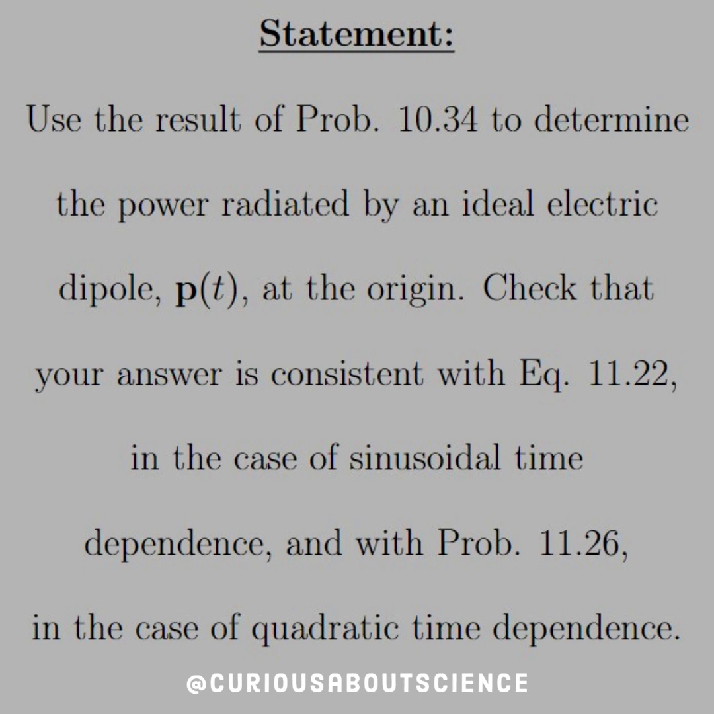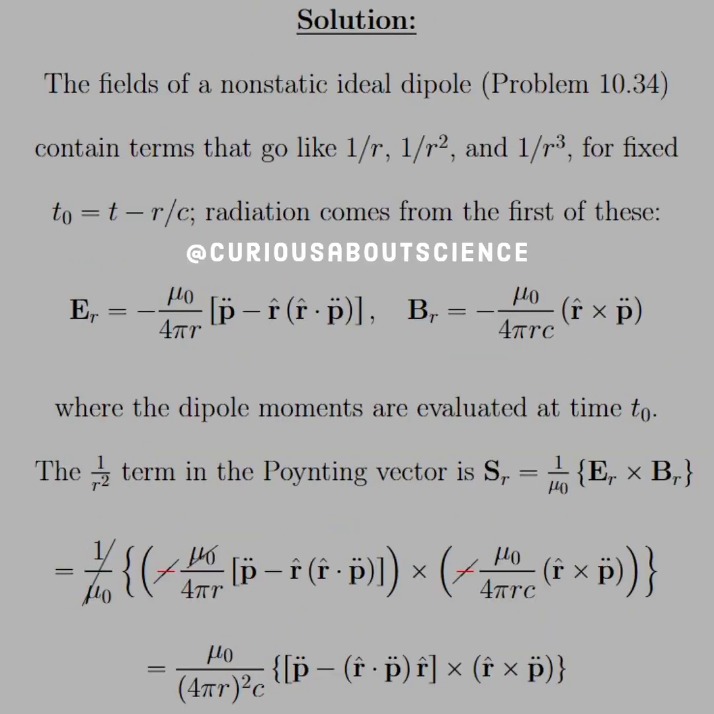Okay, we got some fancy looking words, so let's be aware. To start, for our solution, the fields of the non-static ideal dipole, problem 10.34, contain terms that go like 1 over r, 1 over r squared, and then 1 over r cubed, for fixed time t naught equal to t minus r over c. Radiation only comes from the first of these. Again, the radiation zone has 1 over r terms. The square and cubic terms do not radiate. They die off too quickly, so we don't care about them.